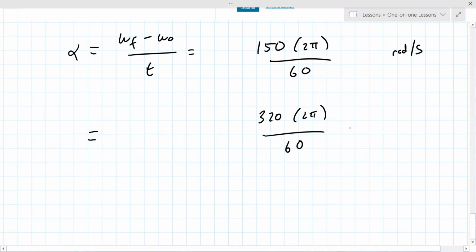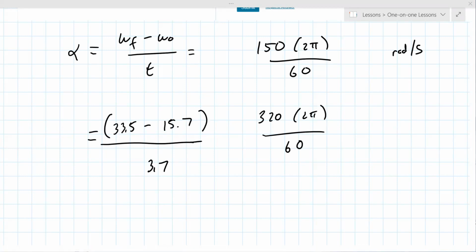Okay, so take the number you got for the second one, I think you said 33.5, minus the one you got for the first one, I think I heard 15.7, over 3.7. Make sure you put this in parentheses up top, and that is your alpha. 4.81. Yeah, that's pretty reasonable. So it's correct on the B.